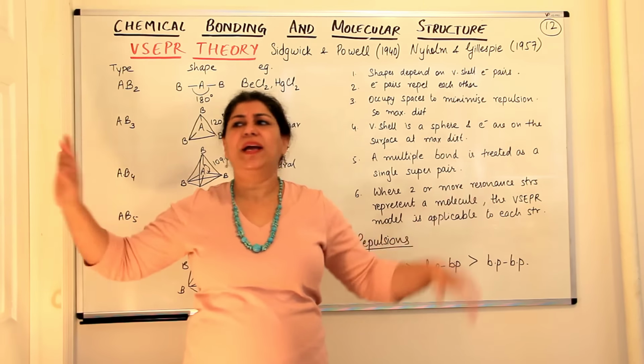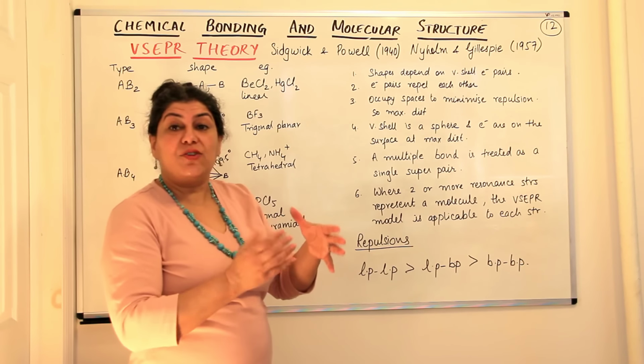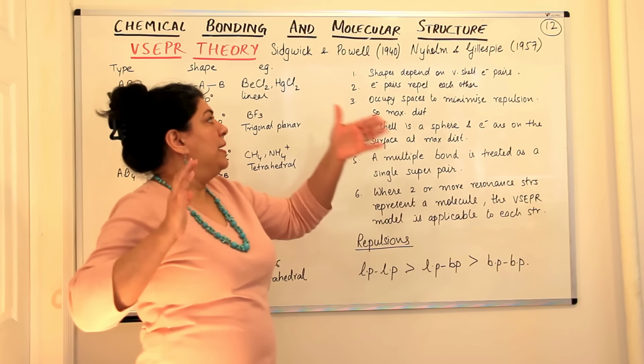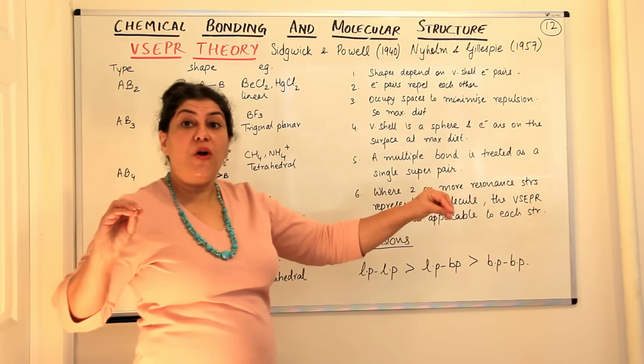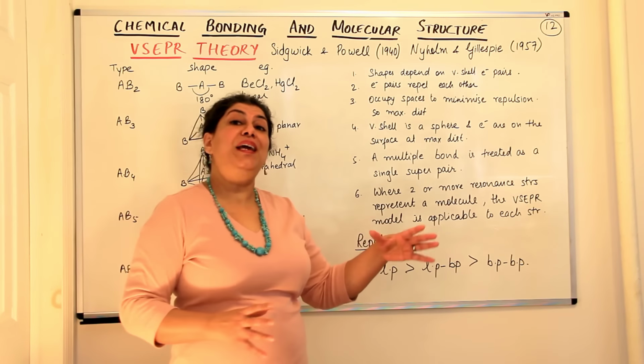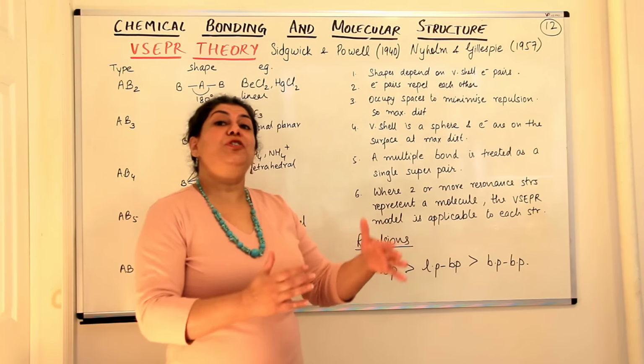Right? So that is what happens, these electrons try to occupy a position of minimum repulsion, or you could also say a position of maximum distance from each other. Wherever they can, they would try to occupy maximum distance from each other. Then the fourth point is that the valence shell is imagined to be a sphere.